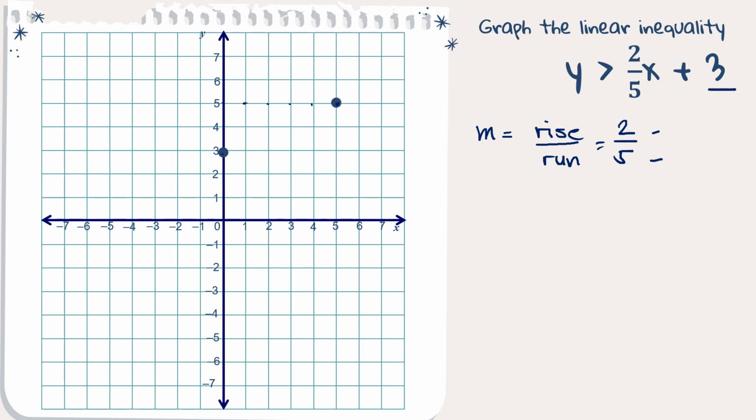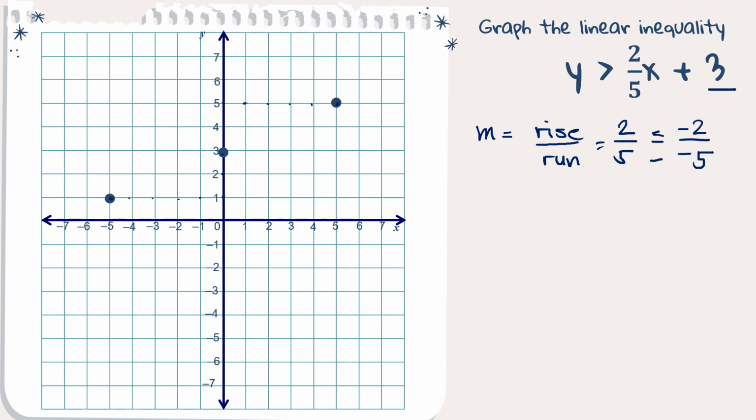And this 2 over 5 is actually equivalent to negative 2 over negative 5. So meaning we are going to move 2 units downward, 1, 2, and 5 units to the left, 1, 2, 3, 4, then 5. So that is our third point. So now we are going to connect the three points.